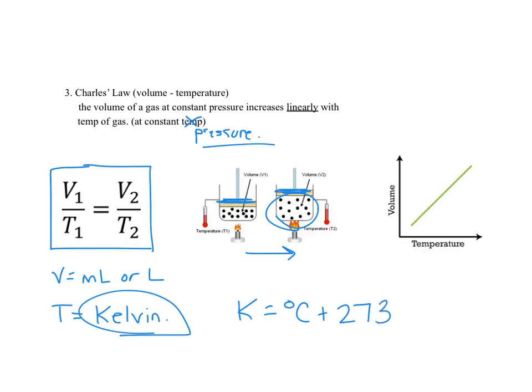So again, everything over on the left represents our volume and temperature initially. So this would be all of my V1, T1 over here. And then after I heat it up and I change the temperature, what is the new volume going to be? That's going to be after I change those things, and the pressure stays the same.